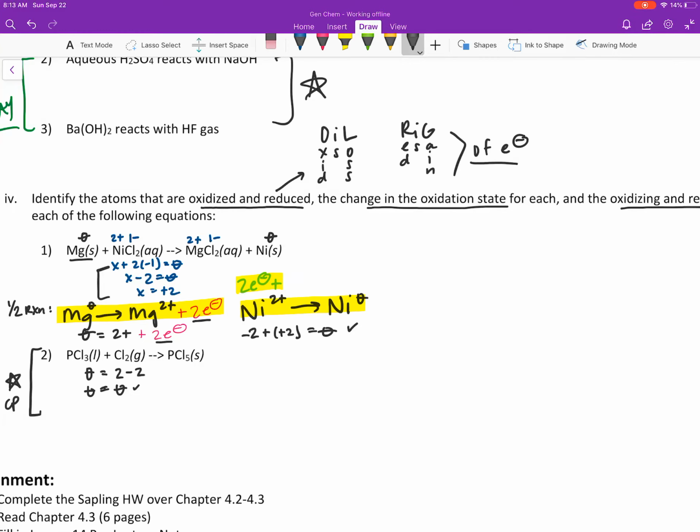So if oxidation is loss, that means that my magnesium to magnesium 2 plus is my oxidation. Now, because oxidation and reduction have to occur together, that means my nickel 2 plus to my nickel neutral must be my reduction. Okay? So, change in oxidation state.